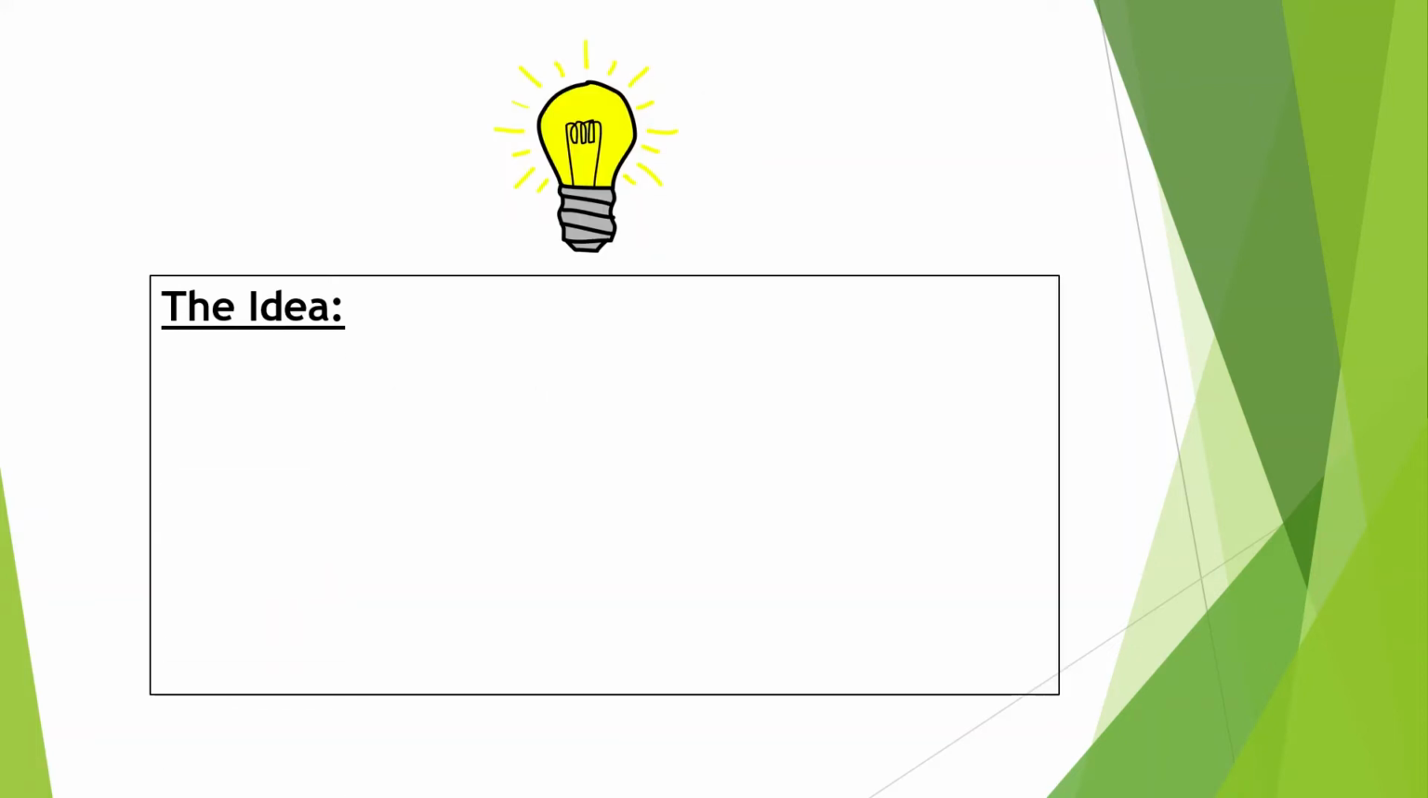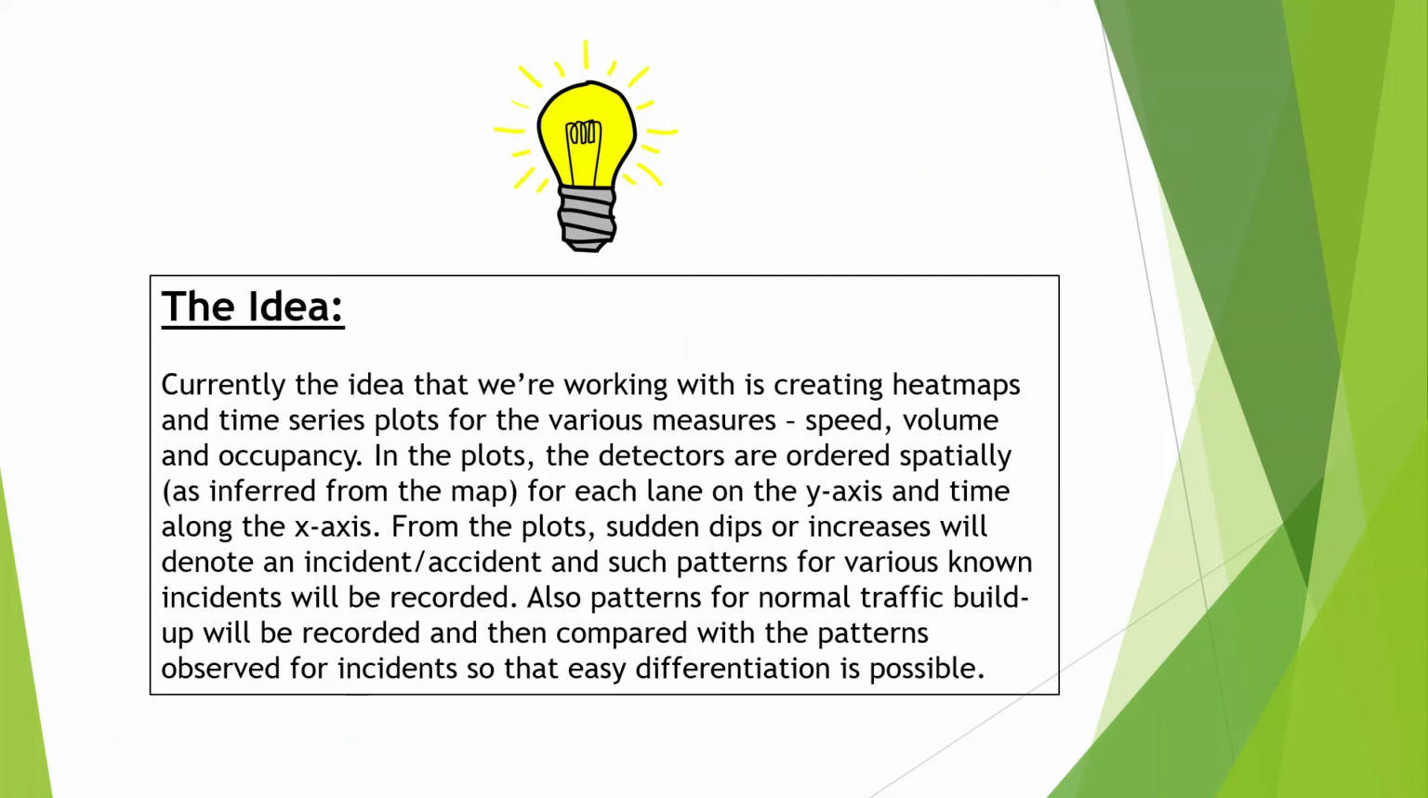The idea that we're currently working with is creating heat maps and time series plots for the various measures: speed, volume, occupancy, and speed observations, as we have discussed previously. From plotting, we can observe patterns which are then recorded and compared with other patterns so that the incidents can be distinguished, so that an easy differentiation is possible.